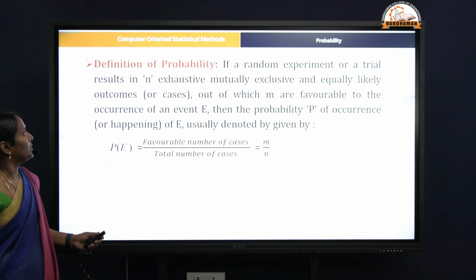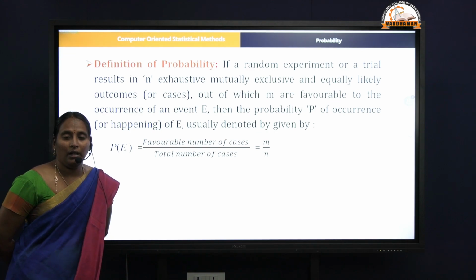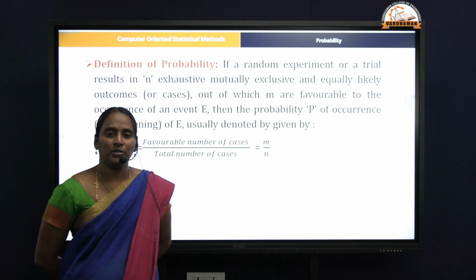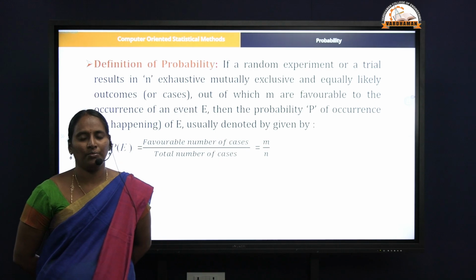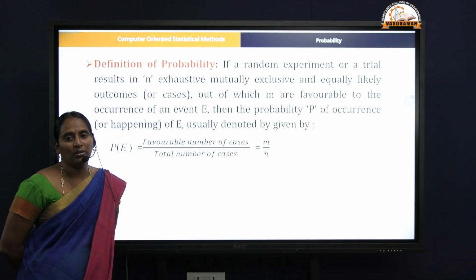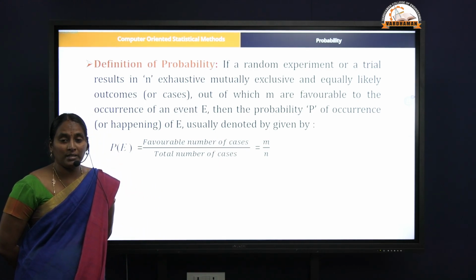Now let us see the definition of probability. Before going to the definition, I will give you a small example. Find the probability that today is a rainy day.